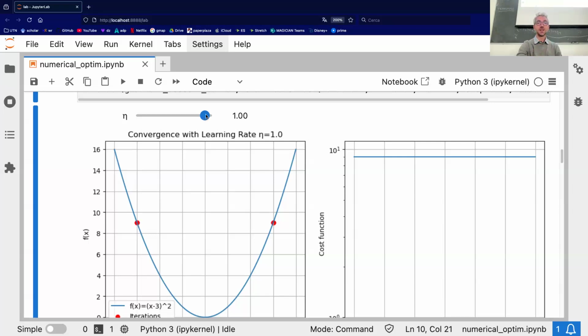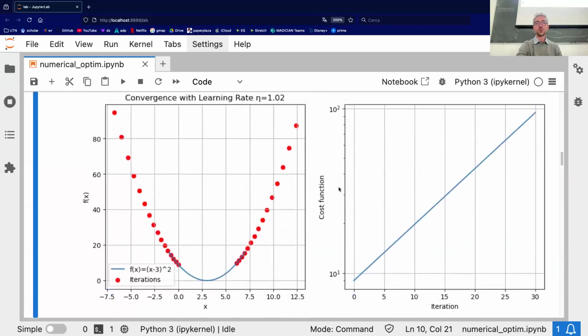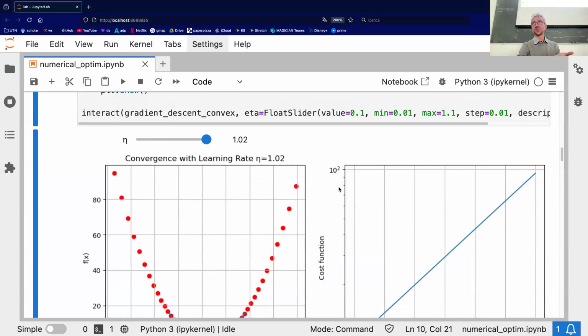And what happens if I make the learning rate even larger? Then instead of converging, the algorithm is diverging, because every time I go a bit higher. So I'm overshooting way too much. Of course, this will never happen if I were to use gradient descent on this function, because I would never set the learning rate this high.